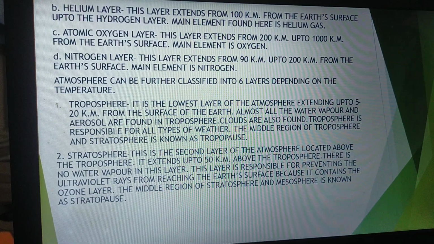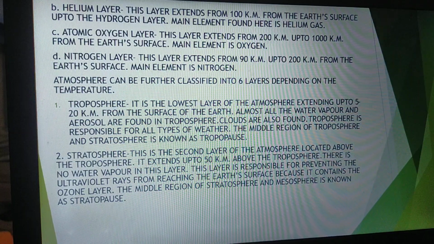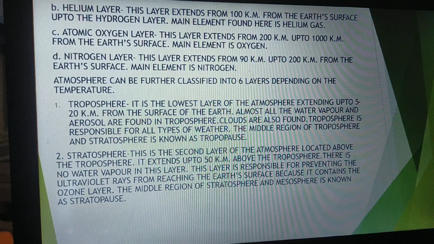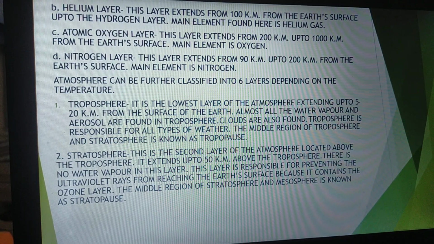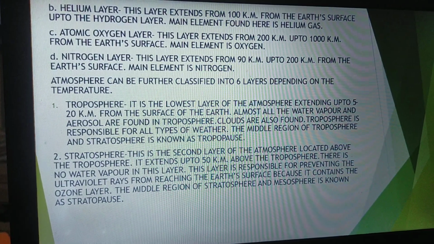Number 3 is the atomic oxygen layer. This layer extends from 200 kilometers up to 1000 kilometers from the Earth's surface. The main element is oxygen.